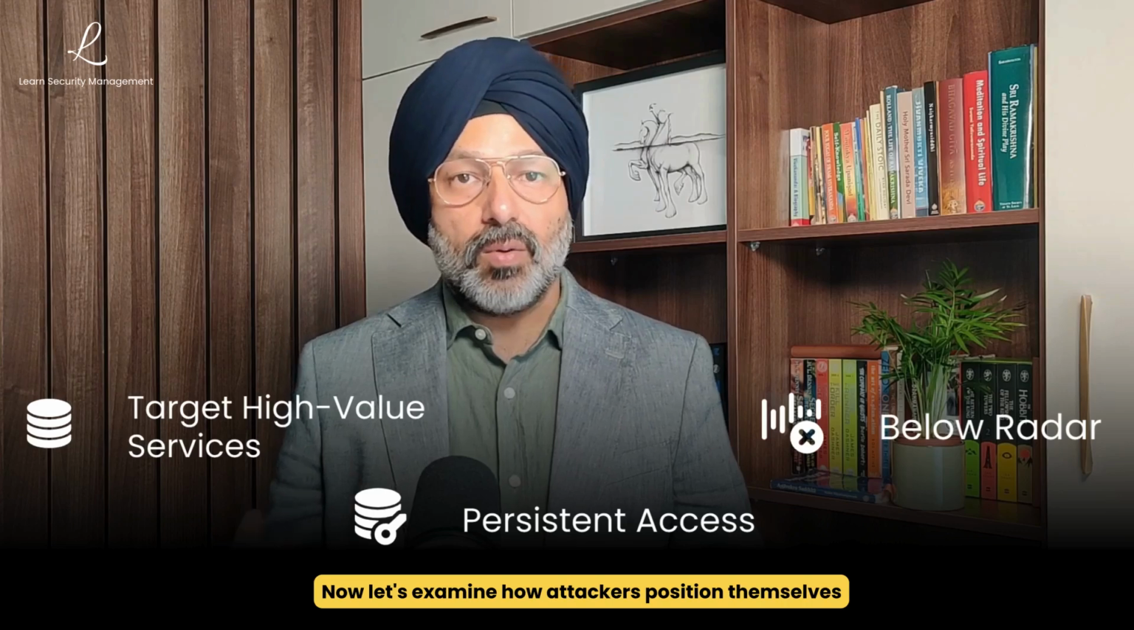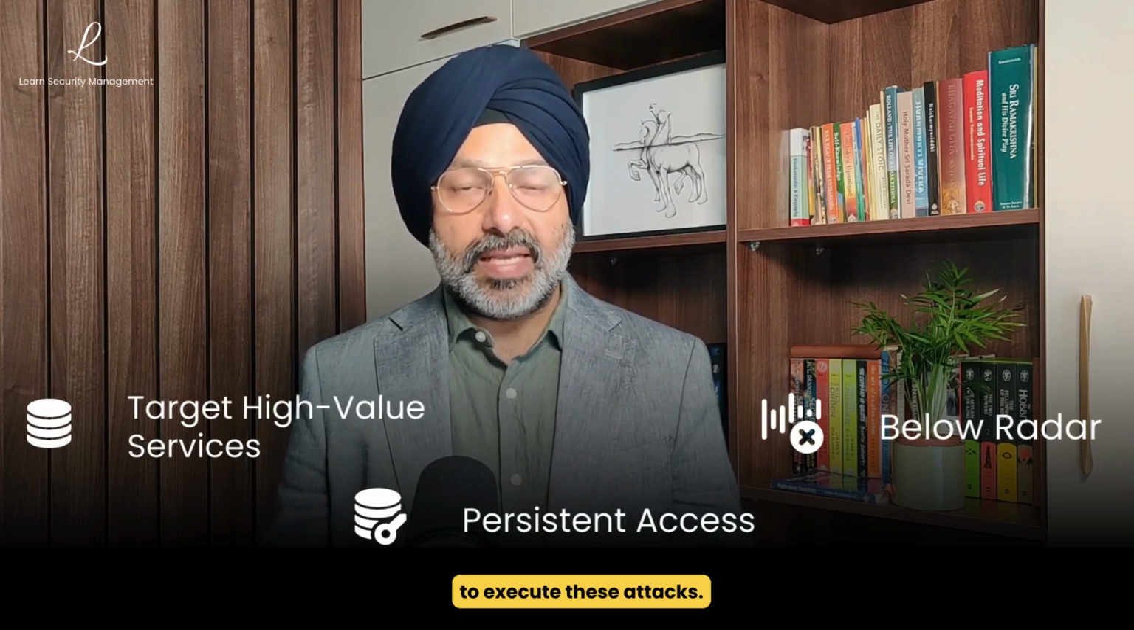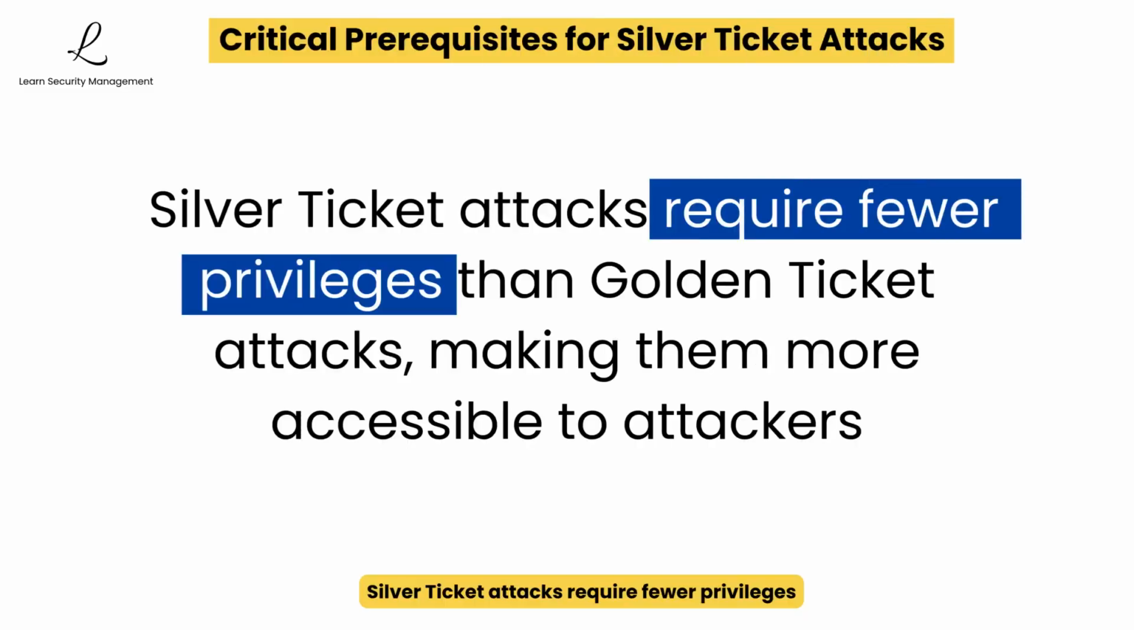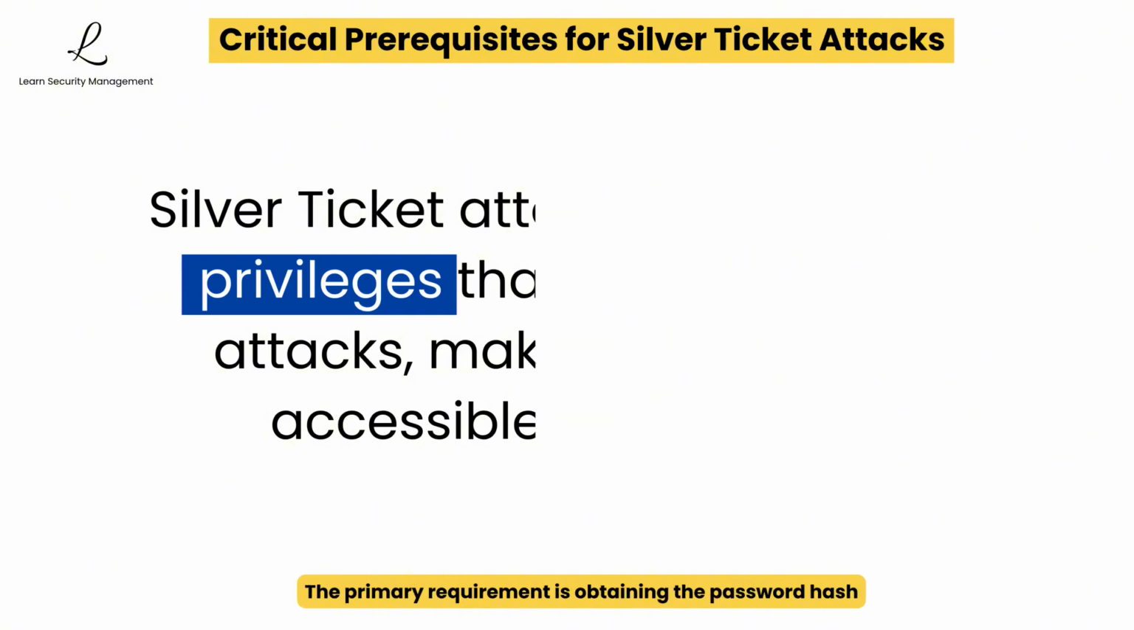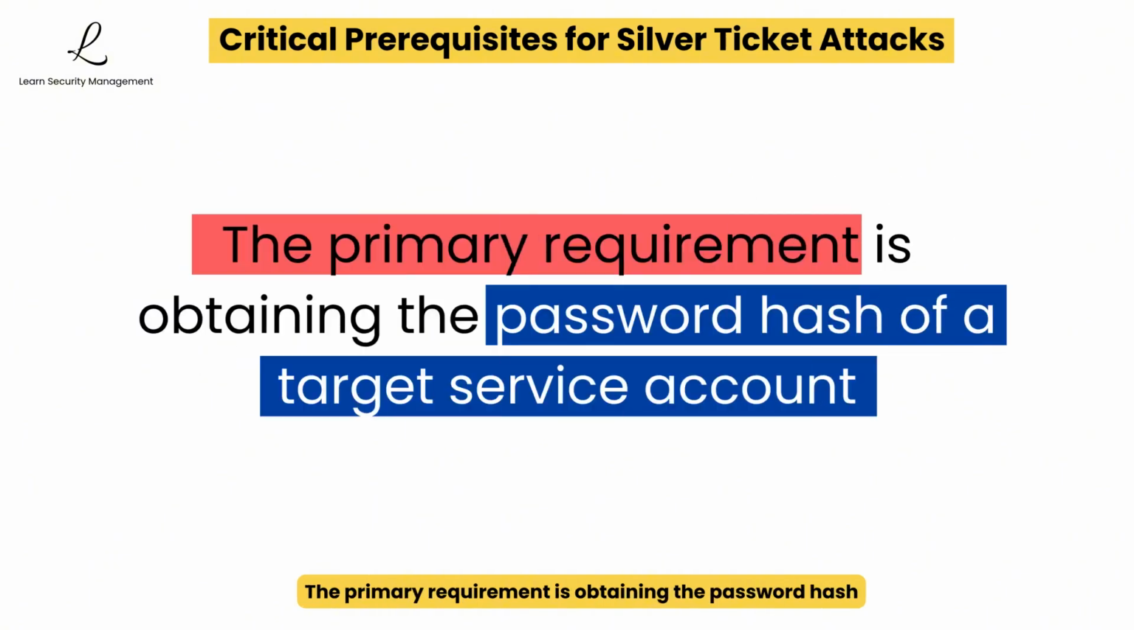Now let's examine how attackers position themselves to execute these attacks. Silver ticket attacks require fewer privileges than golden ticket attacks, making them more accessible to attackers. The primary requirement is obtaining the password hash of a target service account, which can be accomplished through various methods without necessarily achieving domain administrator access. This lower barrier to entry makes silver ticket attacks a common post-exploitation technique for maintaining persistence in compromised environments.